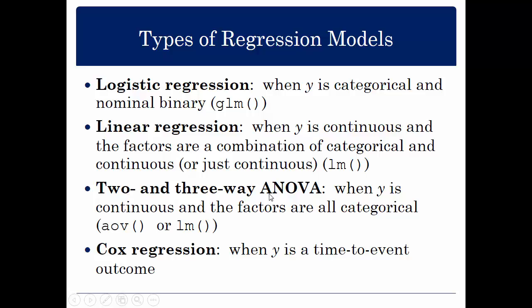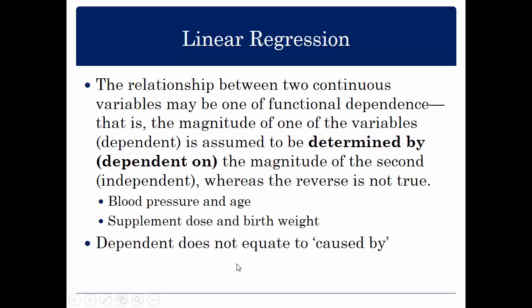You can also do this in the context of ANOVA. And this is a specific type of linear regression where the only types of predictors you have are categorical. Linear regression, you can have continuous, categorical, or a mixture of them. In ANOVA, generally we only have categorical factors. And then, of course, Cox regression is the regression model that you can use to adjust for other variables when your outcome is that time to event outcome.